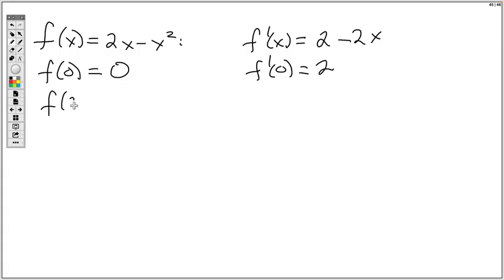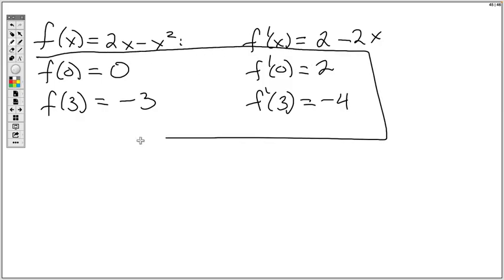F of 3. Everywhere I see an x, got to plug in a 3. 2 times 3 is 6. 3 squared is 9, so 6 minus 9, negative 3. F prime of 3. 2 minus 2 times 3, 2 minus 6 is negative 4. So here's all my data for f and f prime at 0 and 3. Any questions on how we got that?